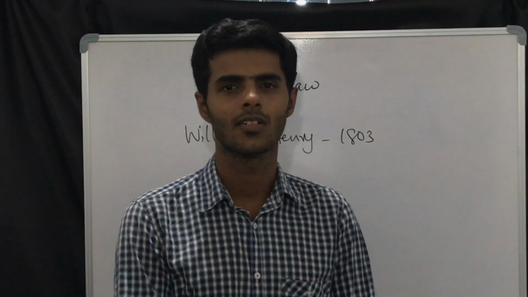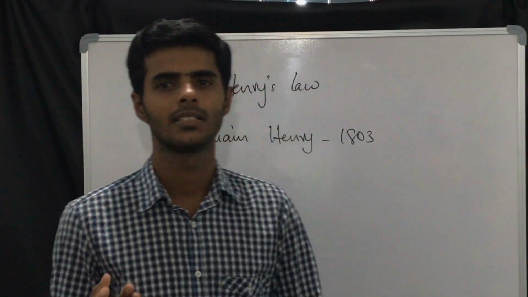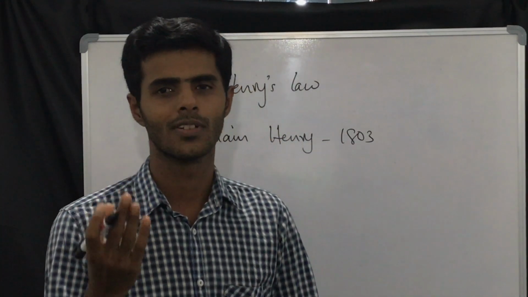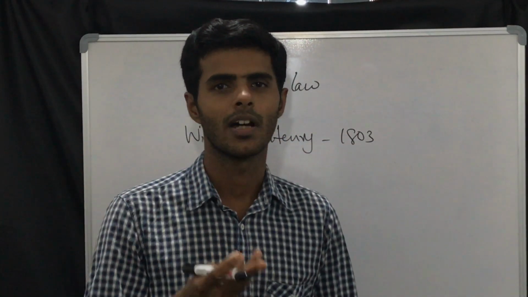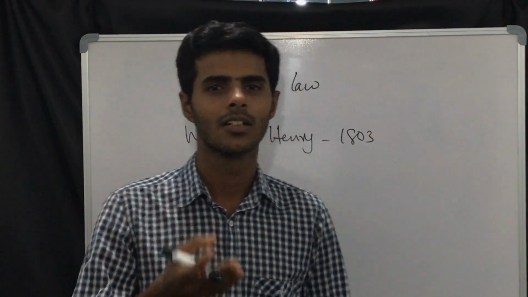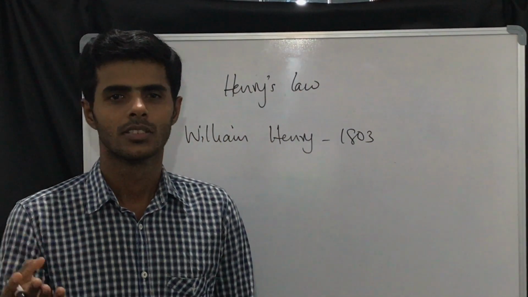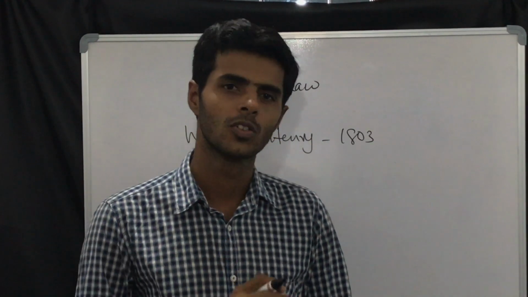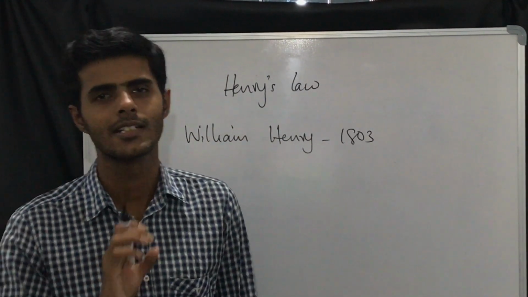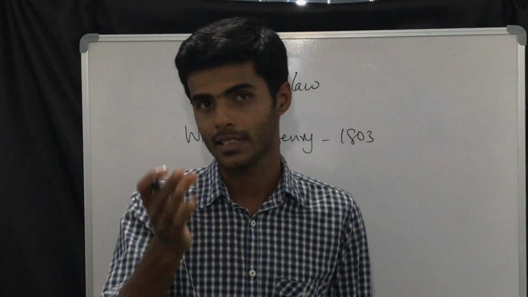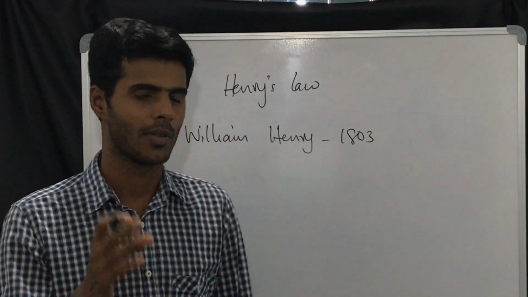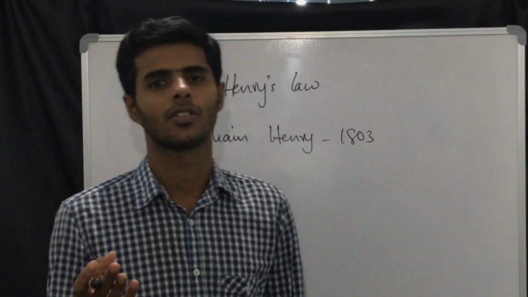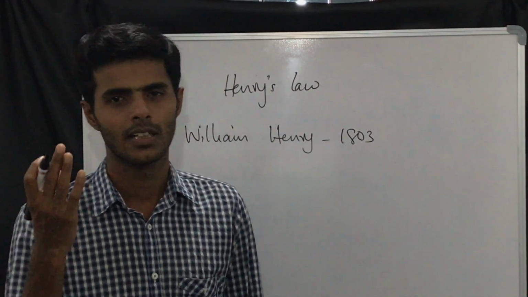So similarly here also, at a constant temperature, the amount of a given gas that dissolves in a given volume of liquid is directly proportional to the partial pressure of that gas in equilibrium with the liquid. So the partial pressure of a component over a solution is proportional to its mole fraction in the liquid. This is another definition for Henry's law. The partial pressure of a component over a solution is proportional to its mole fraction in the liquid.